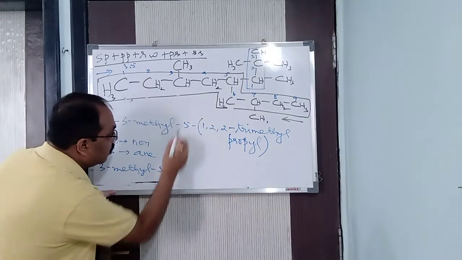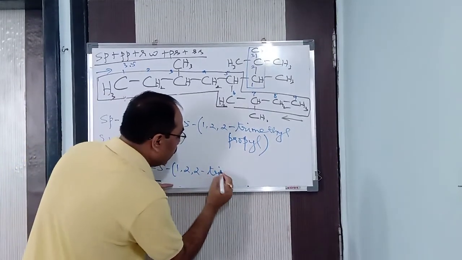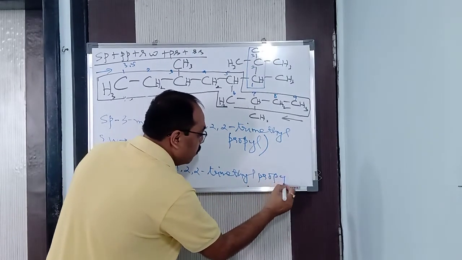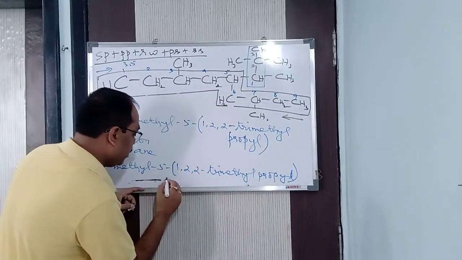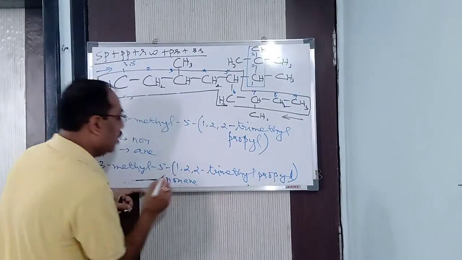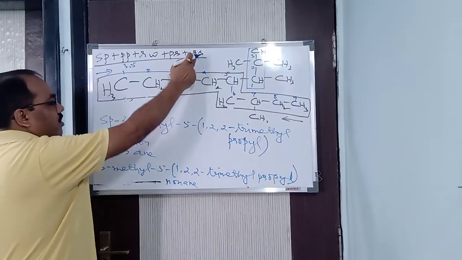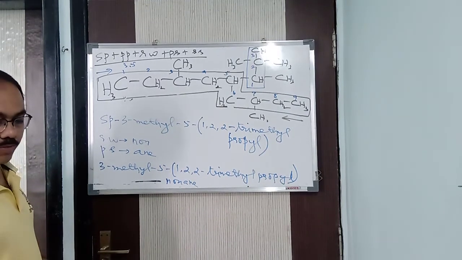Just write down the whole thing once again: 1, 2, 2, trimethyl, propyl. You have to write it in brackets because this whole thing comes under 5. Then what is that? You get it? The name. See, it has become so easy if you follow this order. We don't have a secondary suffix here. We don't have a functional group. Finished? This is how we write the IUPAC name of the complex chain.